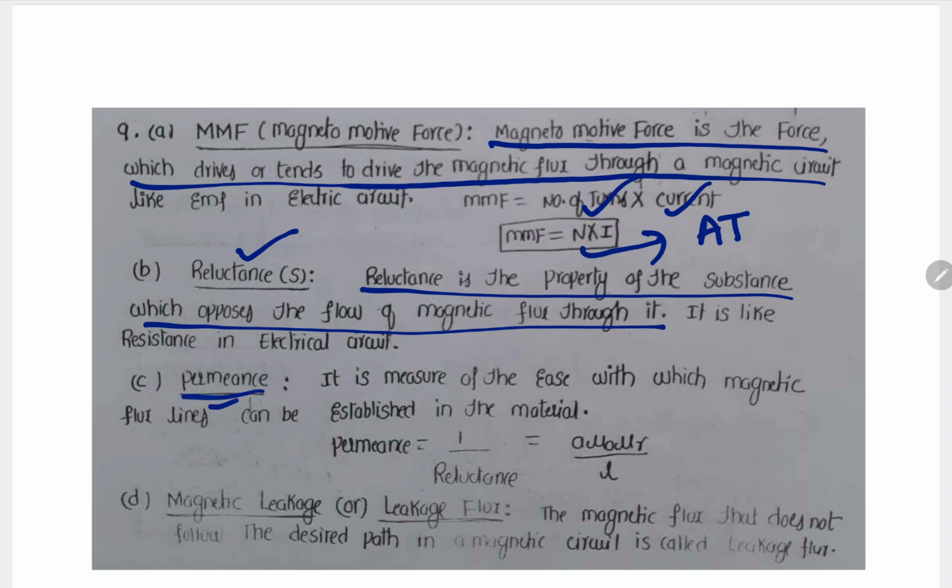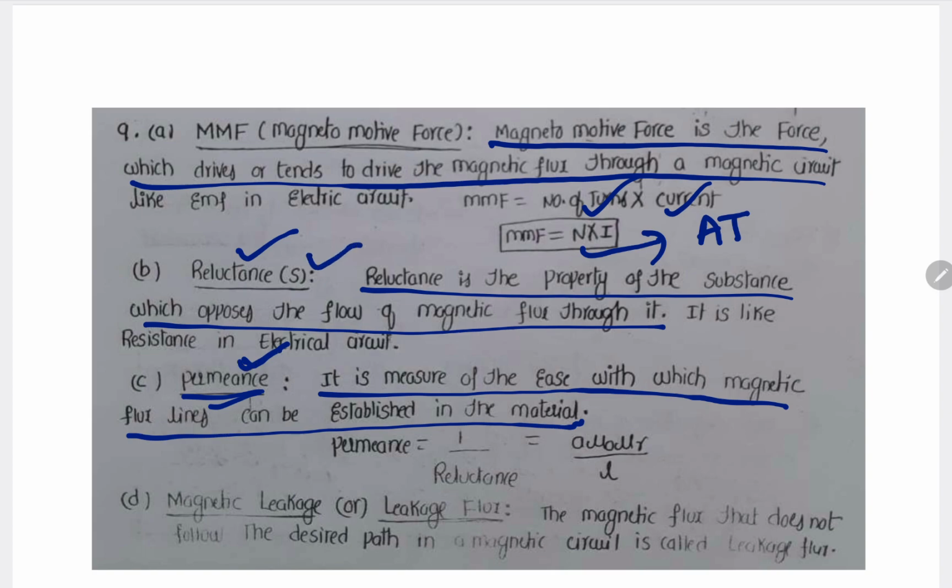And permeance, like permeability I told you, is a measure of the ease with which the magnetic flux lines can be established. That means permeance is more means the flux gets developed very easily. Permeance is more means reluctance is less. Permeance is less means reluctance is more. Permeance shows how the flux will be developed.